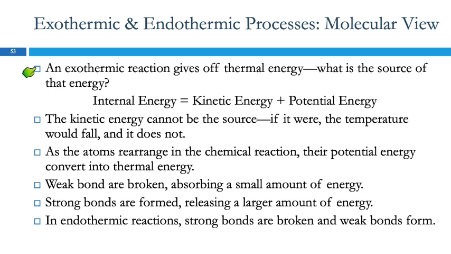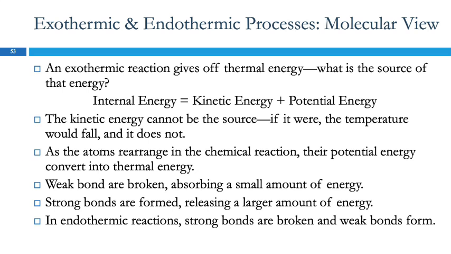Right? An exothermic reaction gives off thermal energy. Where does it come from? The internal energy is equal to kinetic energy plus potential energy. Kinetic energy can't be the source of that. Otherwise, the temperature would fall, and that doesn't happen. So if the exothermic reaction is giving off only kinetic energy, it's going to run out, right? And the temperature will go down. We see the temperature going up. So it must be the potential energy.